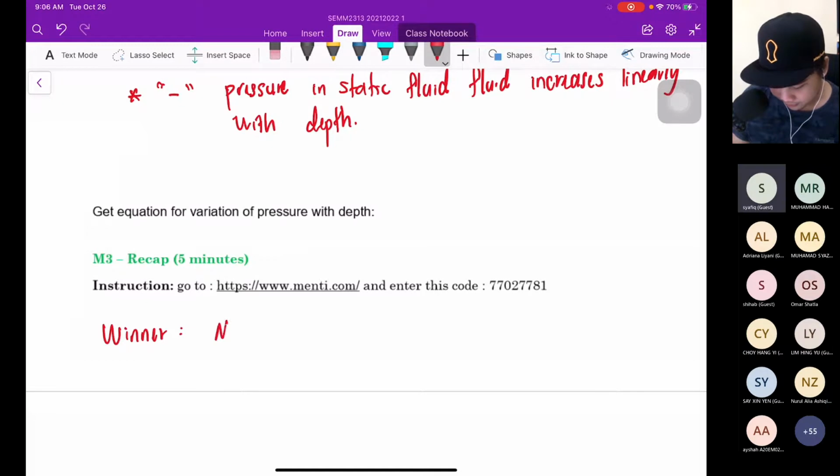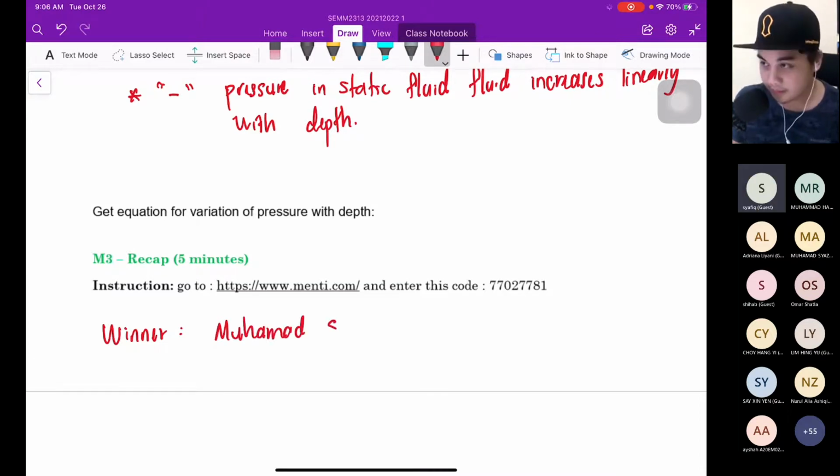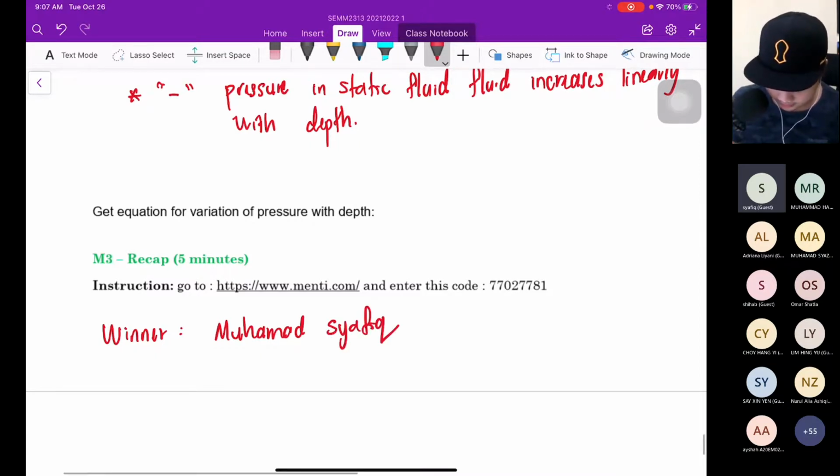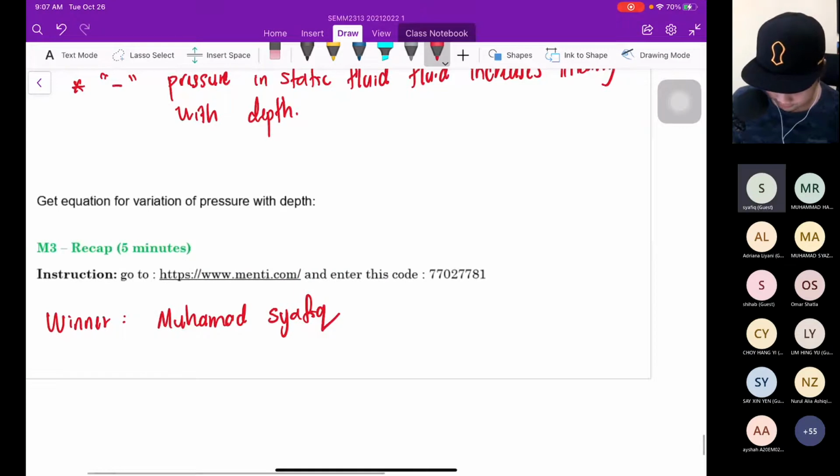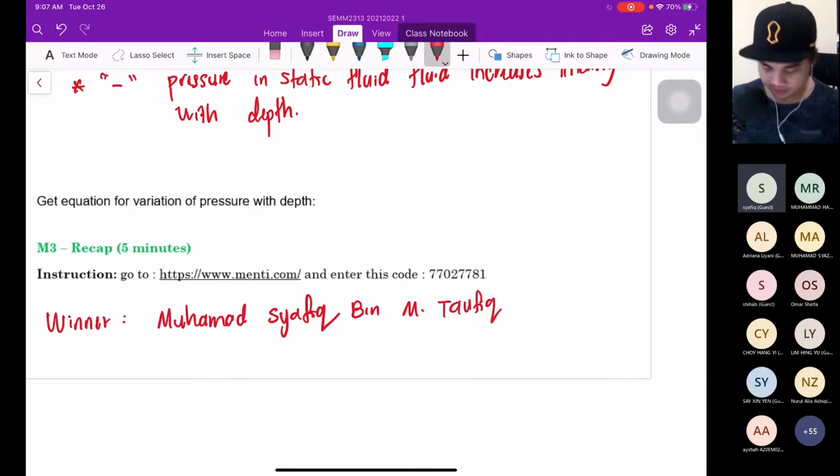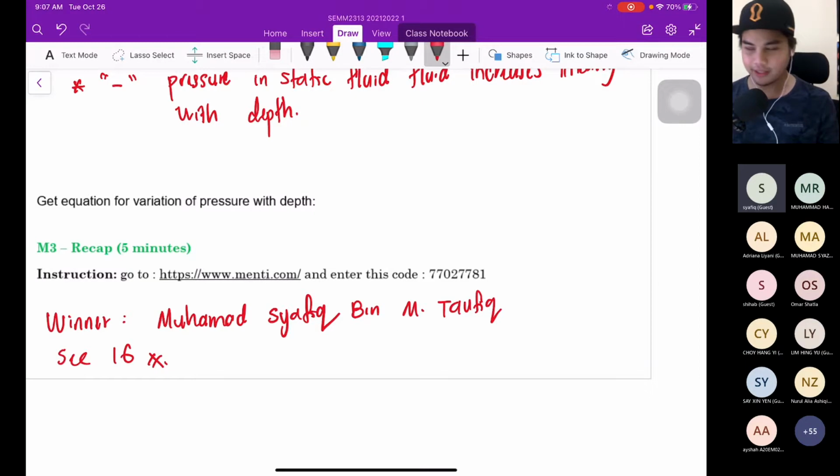Winner. M-U-H-A-M-M-A-D, S-Y-A-F-I-Q. Okay, Shafiq. Bin Muhammad Taufik. Okay. M-U-H-A-M-M-A-D. Alright. I will find section 16. Okay, congratulations again, Shafiq. Well done, and keep up the good work.